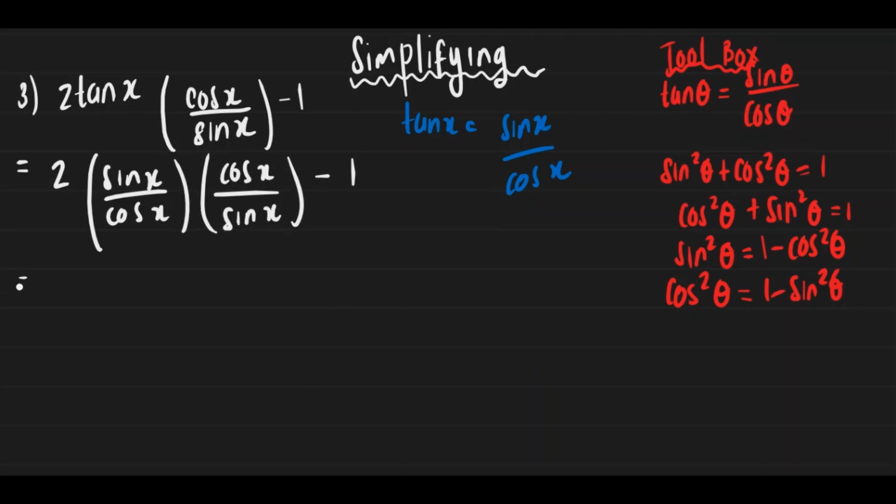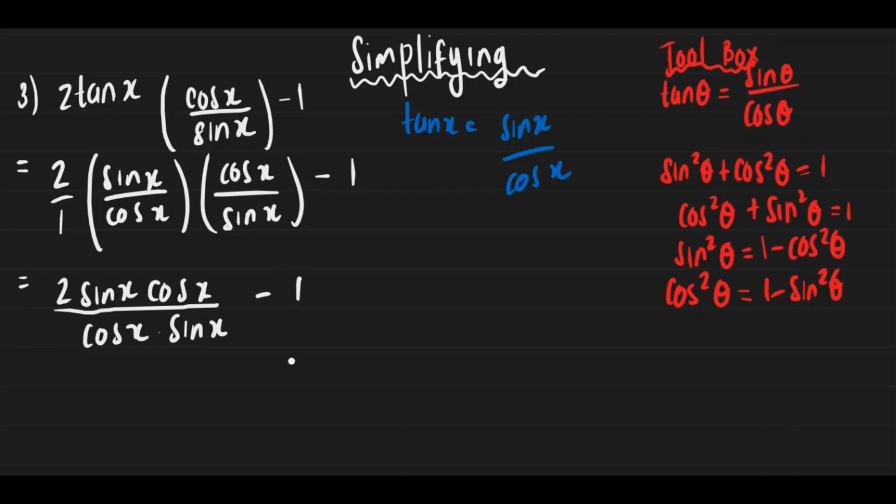What do we see? We can multiply the numerator to the numerator and the denominator to the denominator. Since this one is over 1, it's going to be 2 multiplied by sine x multiplied by cos x. So you're going to have 2 sine x cos x. Then this whole thing is going to be 1 multiplied by cos multiplied by sine. So it's going to be the same as cos x multiplied by sine x. Then this whole thing is going to be minus 1, right?